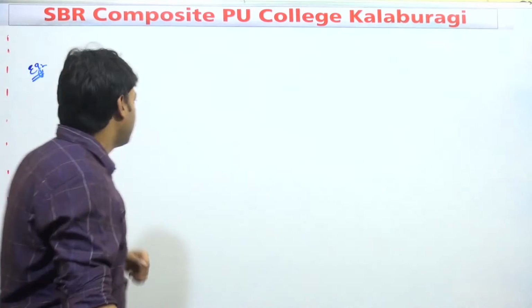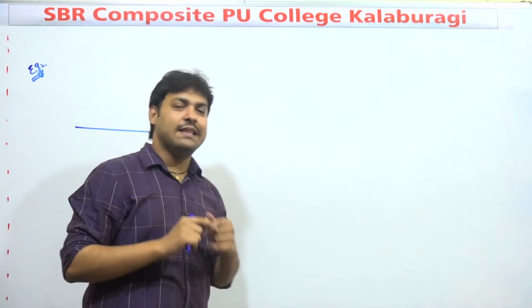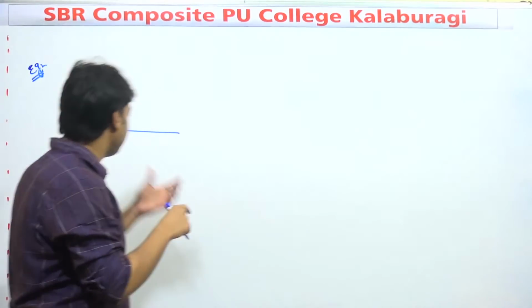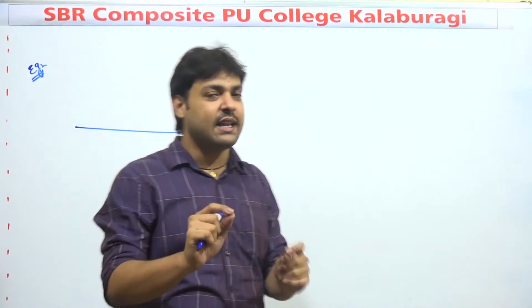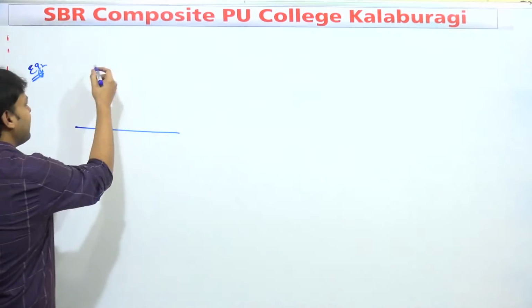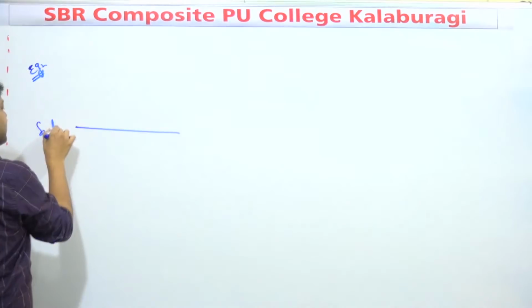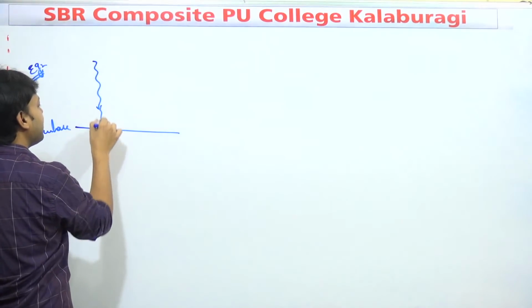Yesterday we considered the photons. Now I'm trying to calculate the number of photons striking per unit area. Important concept. Consider, for example, photons striking a surface. Assume this is the surface, the interface of the surface, and these are the photons.